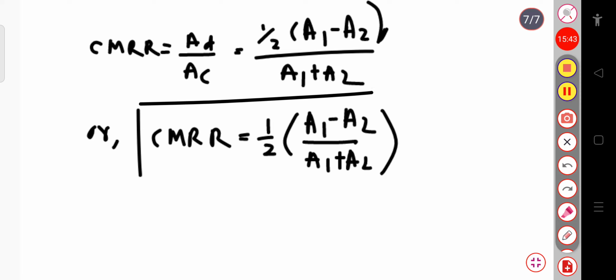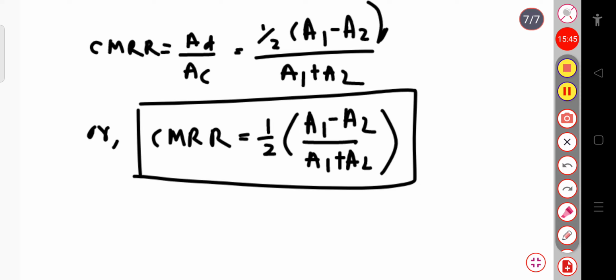In this CMRR ratio, A1 represents the voltage gain of the op-amp when the inverting terminal is grounded, and A2 represents the voltage gain of the op-amp when the non-inverting terminal is grounded. So basically the CMRR is the ratio between the voltage gain for the differential signal, AD, and AC, the common voltage gain, or the voltage gain for the common mode input signal.